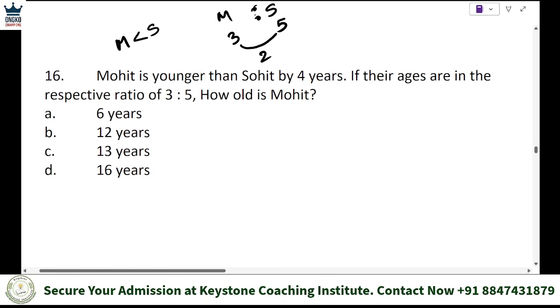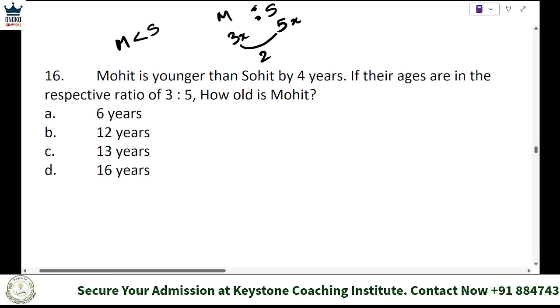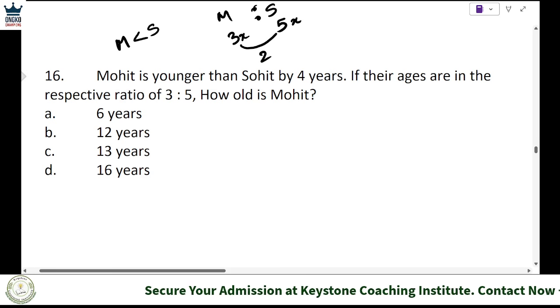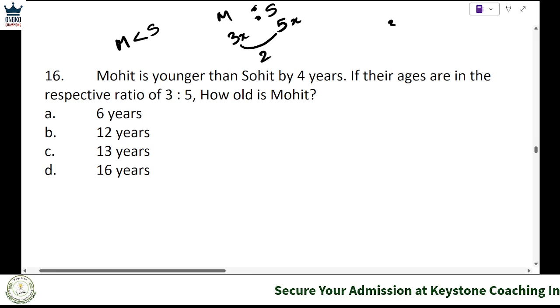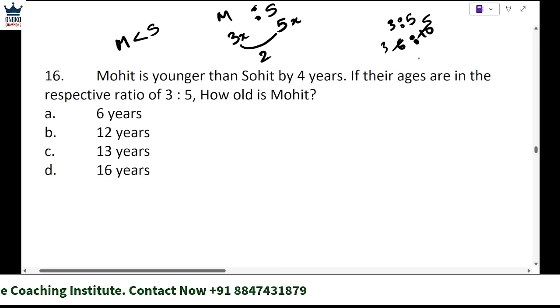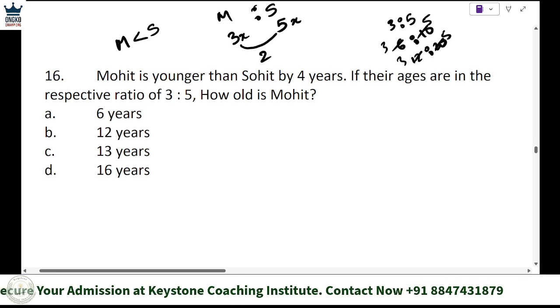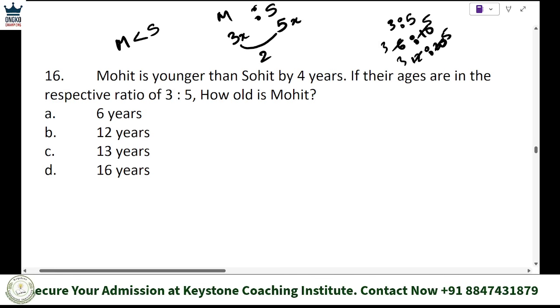So since we have a ratio here, let's take a variable x. In a ratio we can find the exact value without using a fraction also. Because 3:5 we can write as 6:10 also, 2 times 3 and 2 times 5, or 12:20 also, 4 times 3 and 4 times 5. So by any means we need a variable x.